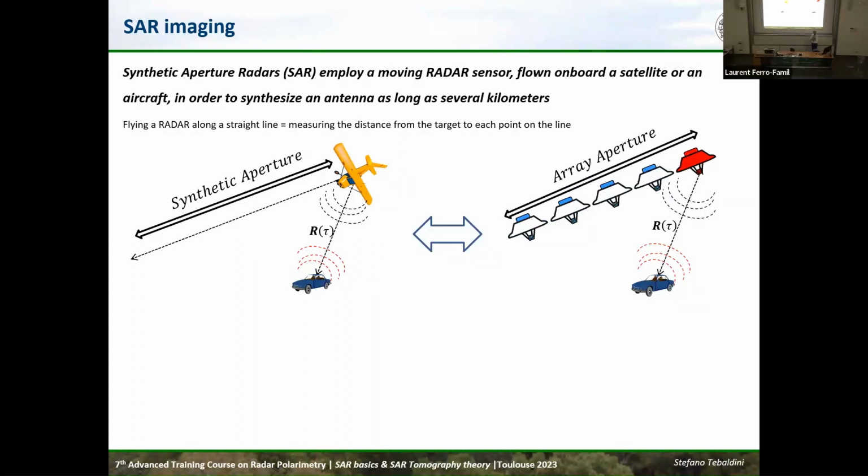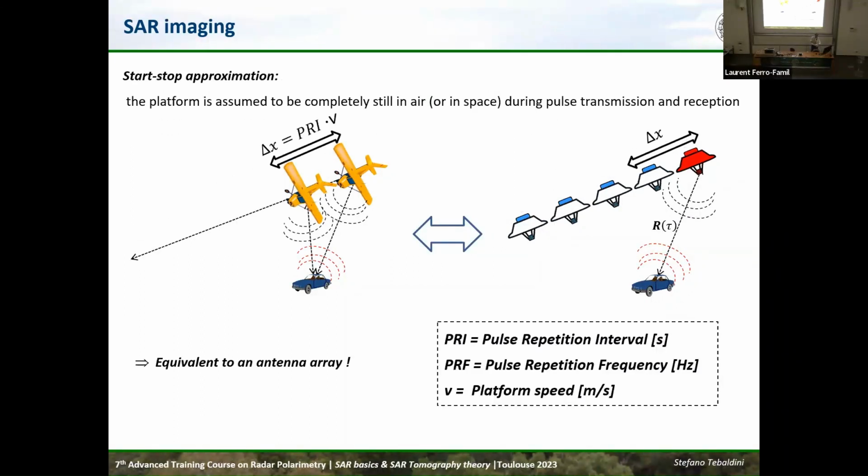So we have this analogy, synthetic aperture and antenna array. The space between any 2 equivalent antenna elements is called delta x, and this is given by the pulse repetition interval, so the time between any 2 consecutive transmissions, and the velocity.